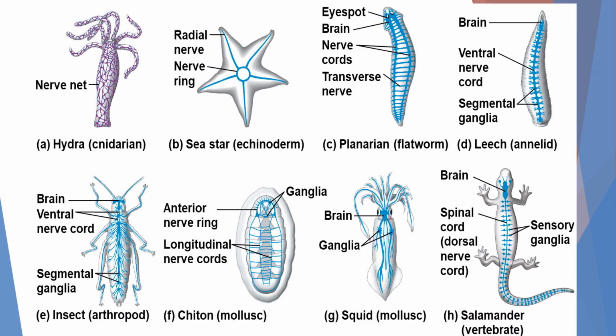Here's a picture from the textbook I added about how some organisms, vertebrates and non-vertebrates, have different types of nervous systems. A nerve net in the hydra; the sea star having radial symmetry and a nerve ring, a different type of nervous system; then the flatworm having a nerve net; then the leech with a brain; the insect having a brain and ventral nerve cord. And a more vertebrate type of system is the salamander, with a brain, spinal cord, and sensory ganglia. This is just a picture overall of what nervous systems look like.